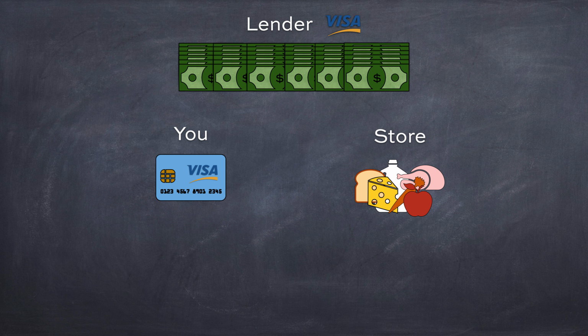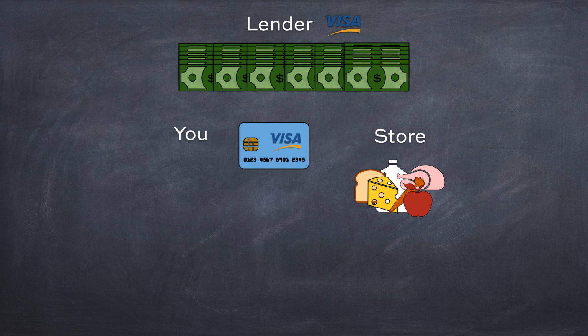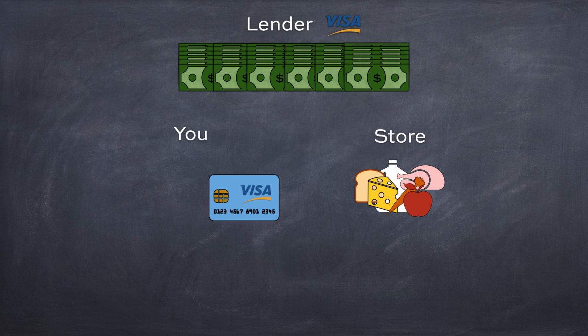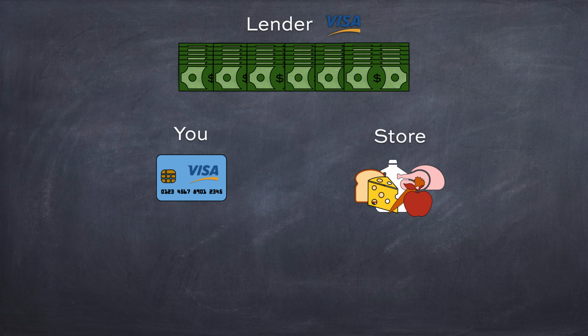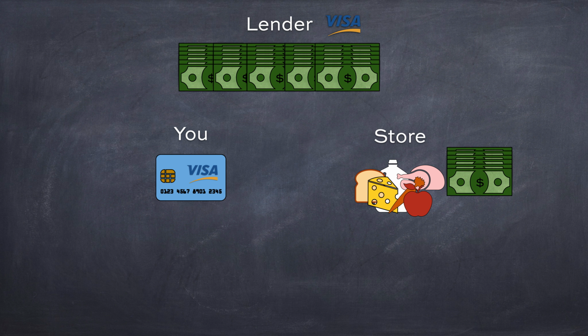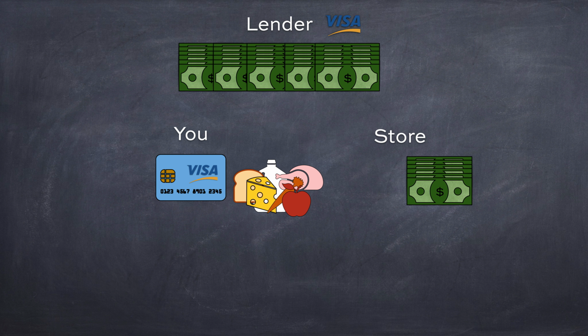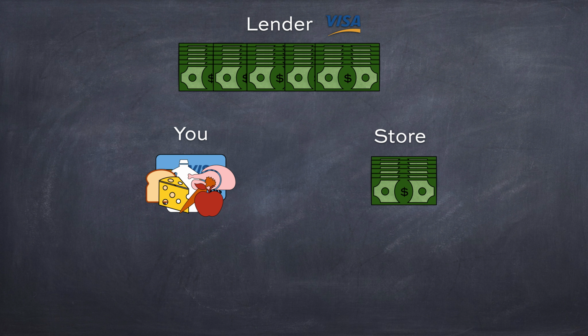So now you go to the store, and to buy those groceries, you go up to the cashier, and instead of paying cash, you go ahead and swipe that Visa card. What that does is lets Visa know you bought using their name. So they give the store the money, the store gives you the groceries, and you get the groceries the exact same way as if you had paid cash. The only thing is that Visa paid the store, not you.